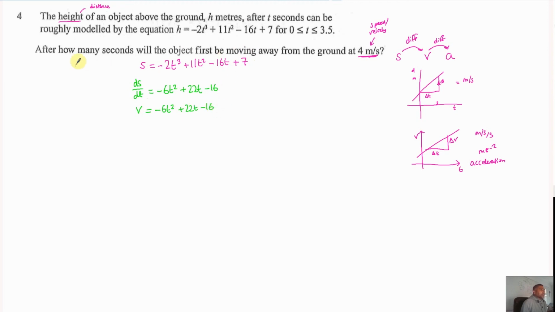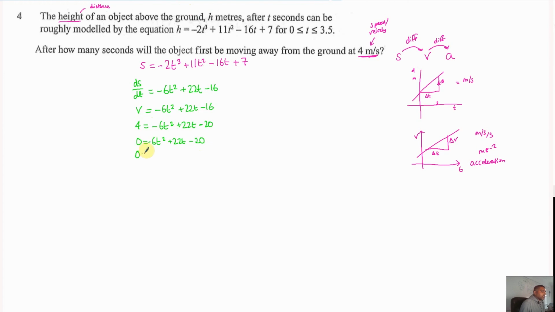So after how many seconds will the object first be moving away from the ground at 4 meters per second? So when is the velocity equal to 4? Now to solve this, we want to work out what t is when the velocity is 4. So let's subtract 4 from both sides to make it equal to 0. And just to make our lives a little bit easier as well, you can see these are all even numbers. Well, that's meant to be 20, isn't it? Yeah, because we subtracted 4 from both sides. And what I'm going to do, rather than just dividing by 2, if I divide everything by minus 2, you get rid of the negative t squared there.